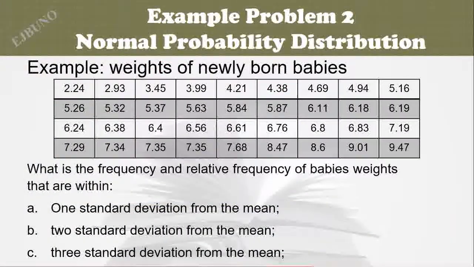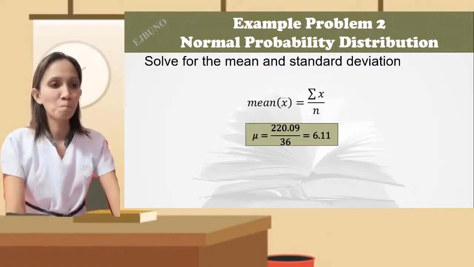Okay, next is the next example in the normal probability distribution. Example: weights of newly born babies. In the table, you will see the measurements or the weights of the babies. Now we need to find the frequency and relative frequency of baby weights that are within 1 standard deviation from the mean, 2 standard deviations from the mean, and 3 standard deviations from the mean.